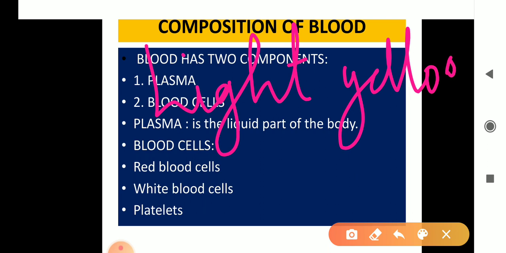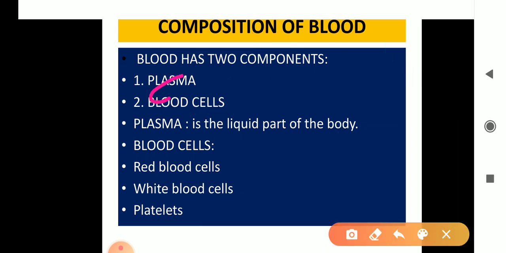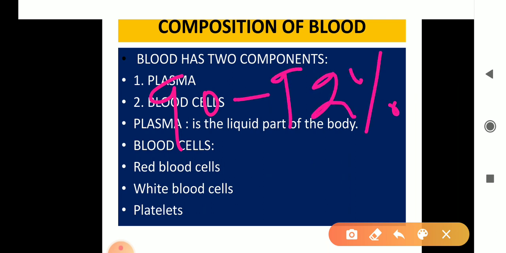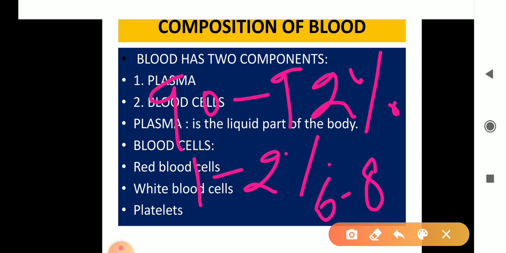Then it forms about 55 to 60% of the blood. This is the medium in which these blood cells flow, or we can say float. It is formed of approximately 90 to 92% water, 1 to 2% minerals, and 6 to 8% protein.